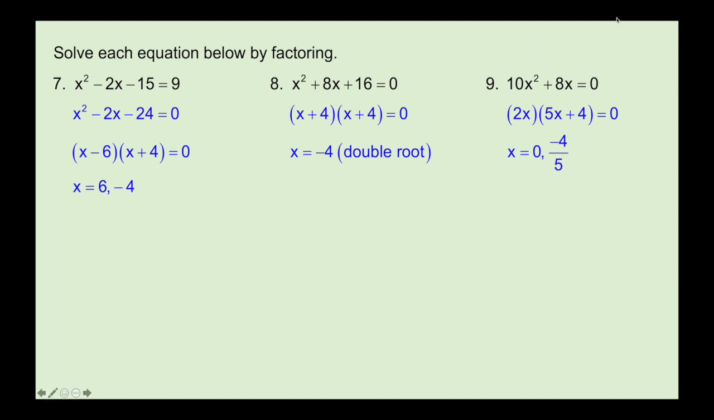And then for number 9, there is a GCF here that we want to take out. So 2x comes out, and then we would be left with 5x plus 4. When we set 2x equal to 0, we are dividing both sides by 2, and that's going to give us x equals 0. When I set 5x plus 4 equal to 0, I subtract 4, I divide by 5, and negative 4/5 becomes that answer.